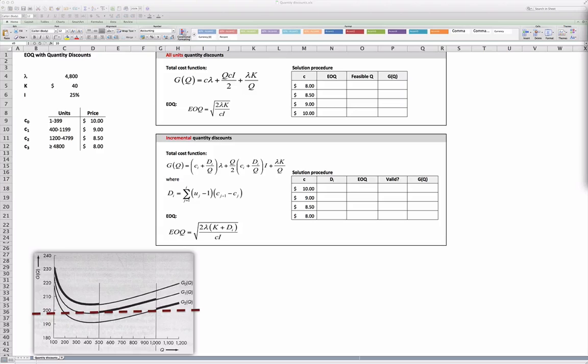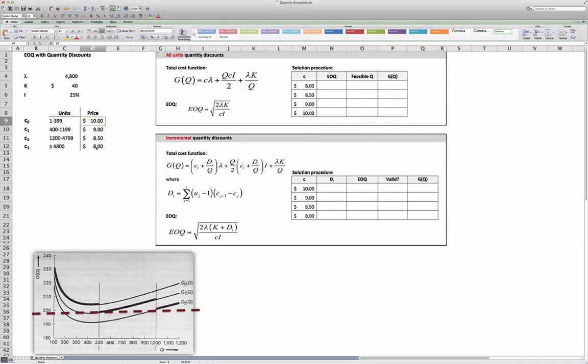The first one is called an all units quantity discount, which simply means that the discounted price is for the entire purchase quantity. So in our example here, where we have a quantity discount schedule shown in this little table, if we purchase 4,800 units or more, we will pay $8 for each of those 4,800 units. On the other hand, if we purchase a very small quantity, we will have to pay a price of up to $10. In this particular video, we will discuss the all units quantity discounts.